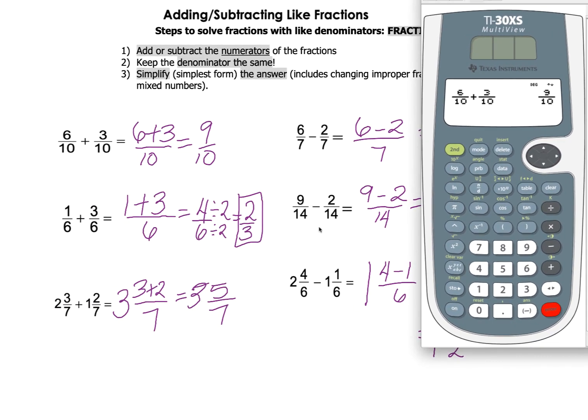Let's try subtracting 9 over 14 minus 2 over 14. So again, 9 n over d. I'm going to enter my denominator, which is 14. Notice where your cursor is blinking. Go to the right. Okay, we're subtracting. And we have 2 n over d, 14, to the right, and we hit enter. And notice that your calculator simplifies it for you. Your answer is a half.